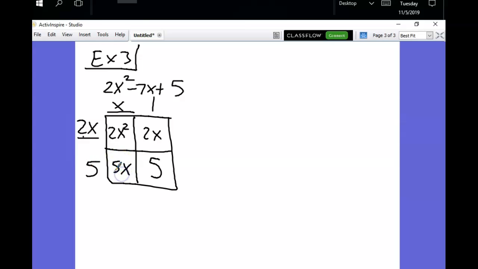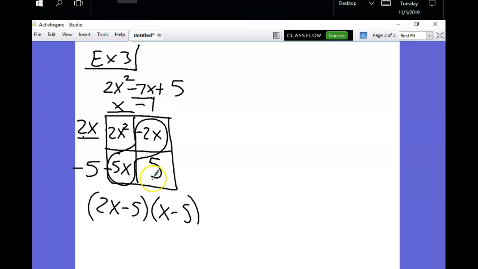Now, how do we know if it works? Is there any way these two numbers could be combined to give me -7? Only if they're both negative. If they're both negative, so that means you have to make 5 and 1 negative. Go ahead and make those negative. But that would only happen if these were negative to begin with. And so, there you have it. And you'd still get positive 5, because negative times negative is positive.